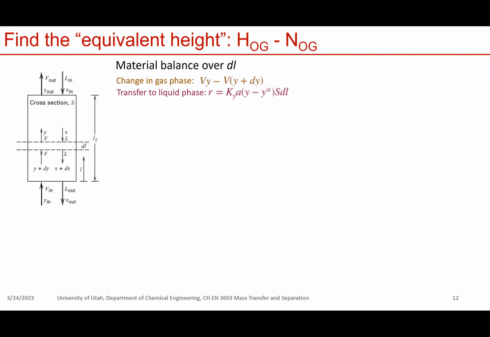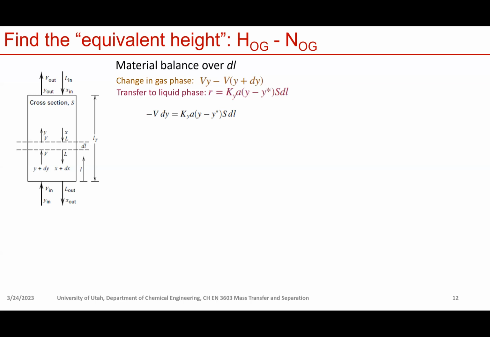Applying the mass transfer equation we just derived, the mass transfer rate is going to be proportional to the overall mass transfer coefficient multiplied by the surface area, then the driving force, then the volume of this control volume, which is S, the cross-sectional area, multiplied by the thickness of this small control volume. Okay, then the change in the gas phase should be equal to the amount of solute being transferred to the liquid phase. So we can write down minus Vdy equals this, right?